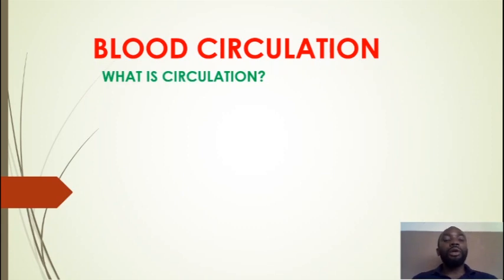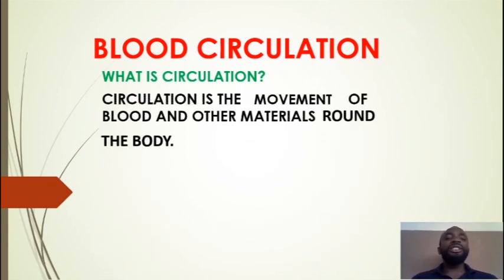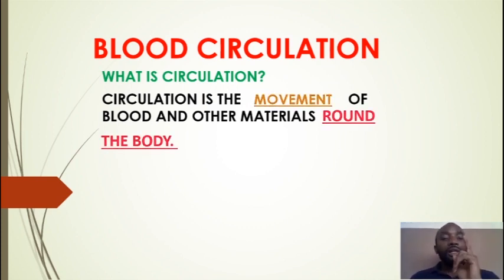The first one, what is circulation? Circulation is the movement of blood and other materials around the body. Now the most important thing is what? Movement, and then we have what? Around the body. So the movement of blood and other materials around the body, that is what we call circulation.